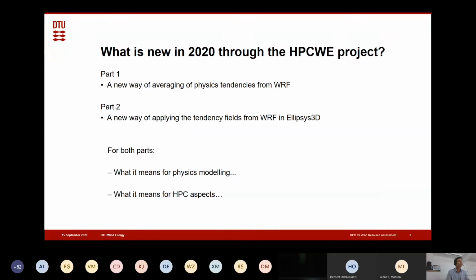So what is new in the year 2020 in this project? We have two parts. We have a new way of averaging the physics tendencies from the WRF model, and we have a new way of applying the tendency fields from WRF into Ellipsys 3D. For both parts, we need to consider what that means for the physics and how we want to improve the accuracy of the wind resource assessment, and what it means in terms of the high performance computing aspects, the performance.